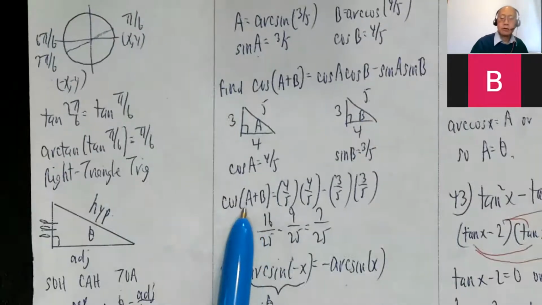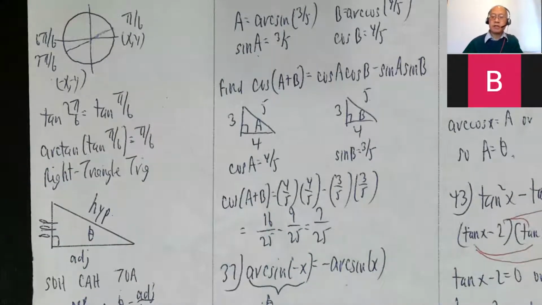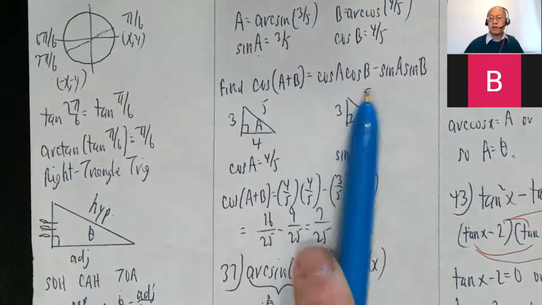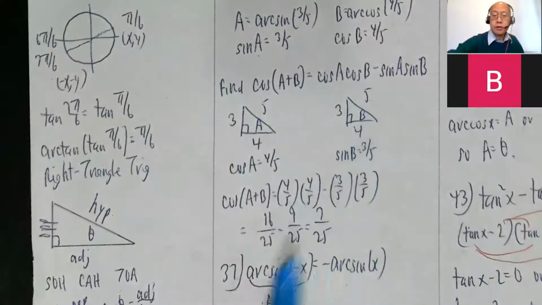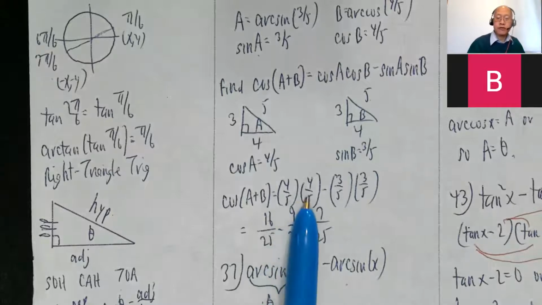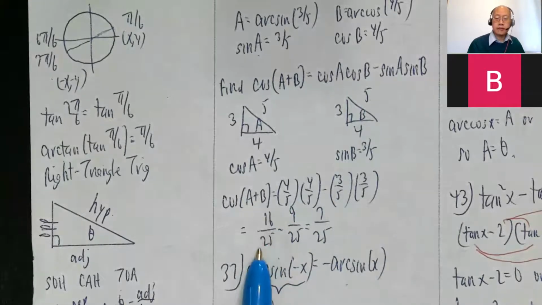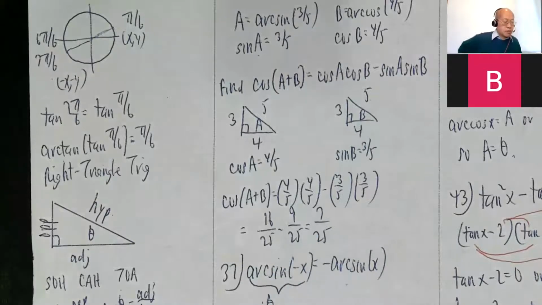And I'm ready. Cosine A plus B is cos A cos B minus sine A sine B. So that's 4/5 times 4/5 minus 3/5 times 3/5. 16/25 minus 9/25 is 7/25. Okay.